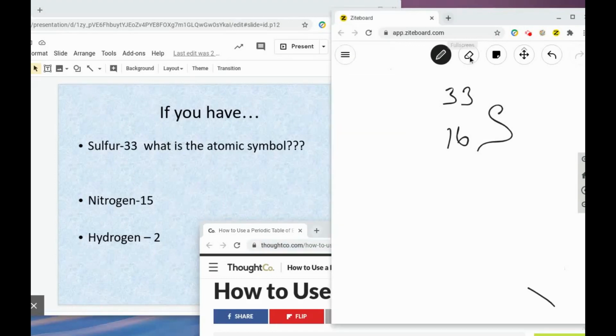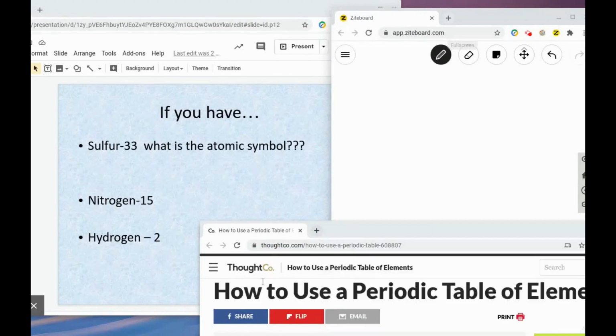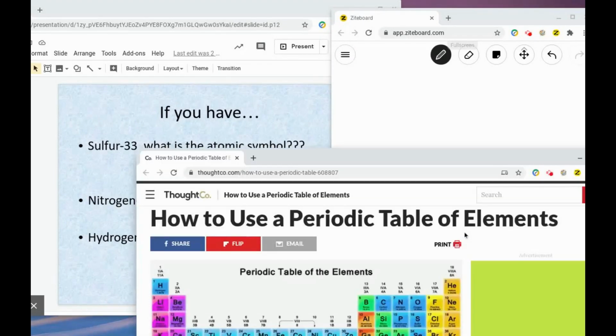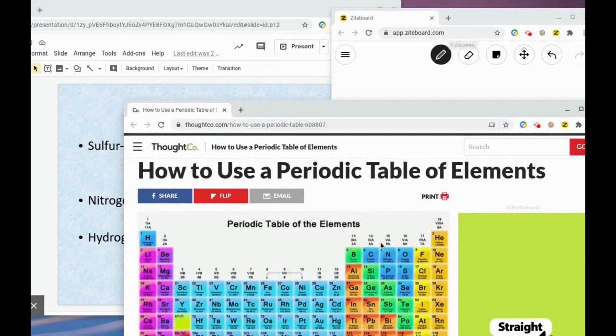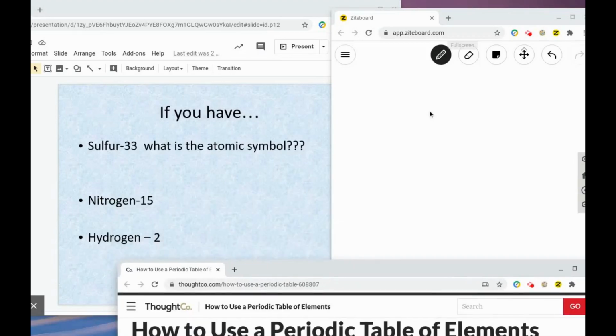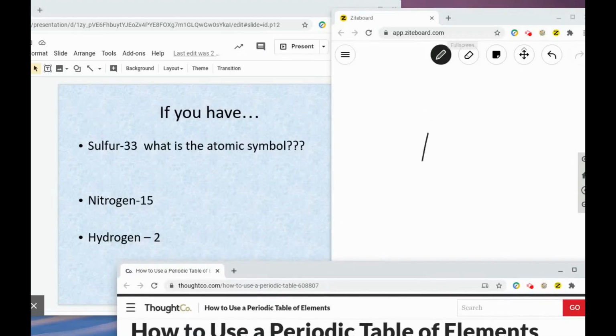What about for nitrogen 15? So again, if we look at the periodic table, we'll find nitrogen. It is N and an atomic number of 7. So for nitrogen 15, we would write N, 7, and then 15 on the top.